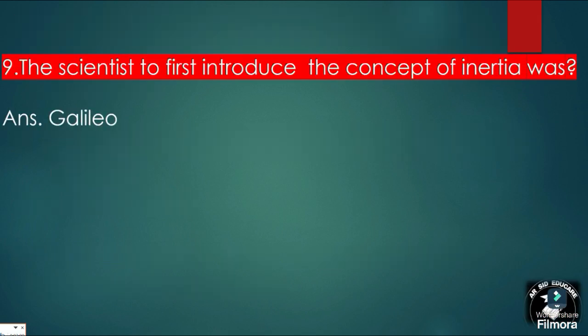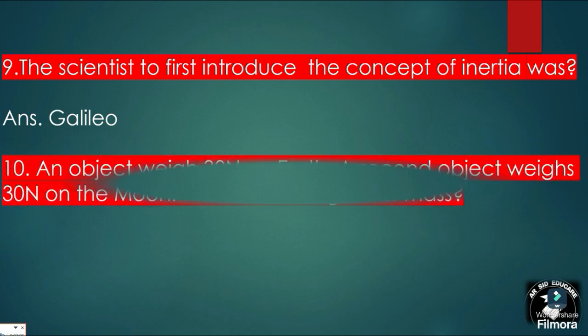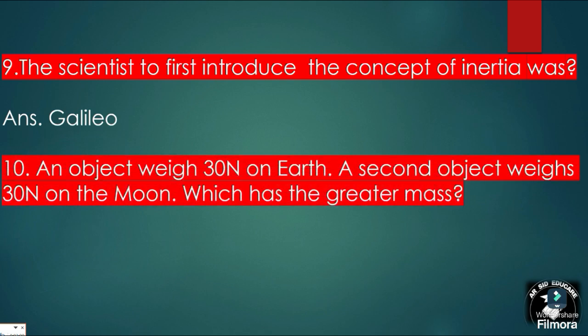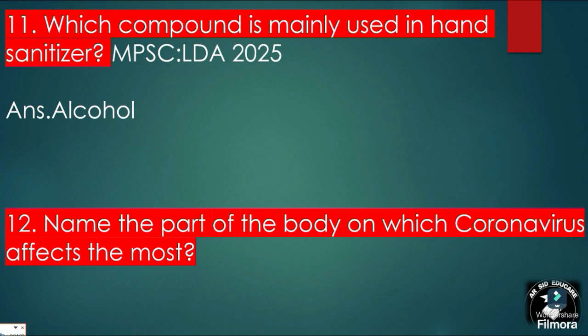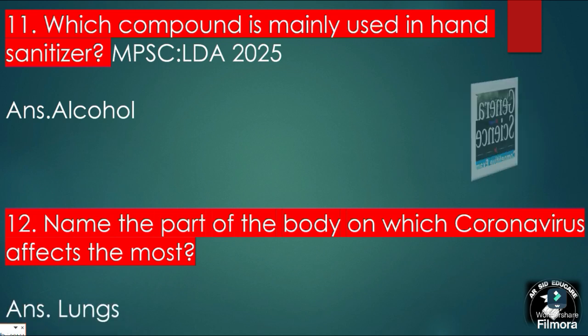The scientist to first introduce the concept of inertia was Galileo. An object weighed 30 newtons on Earth and a second object weighed 30 newtons on the Moon. Which has the greater mass? The one on the Moon. Which compound is mainly used in hand sanitizer? Alcohol. Name the part of the body on which coronavirus affects the most? Lungs.